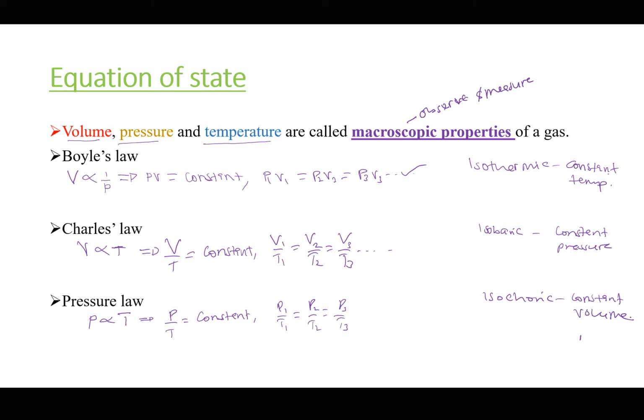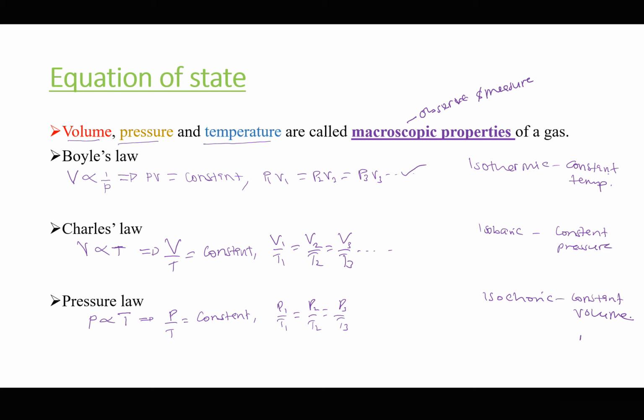Remember, the first one is Boyle's law, which says that the volume of a fixed mass of a gas is inversely proportional to the pressure as long as the temperature is kept constant. That is said to be Boyle's law.